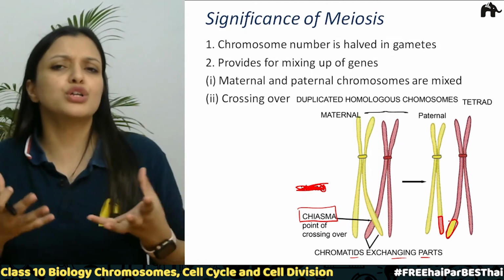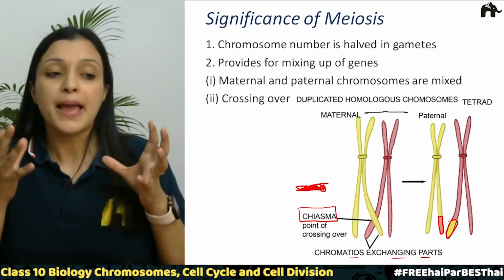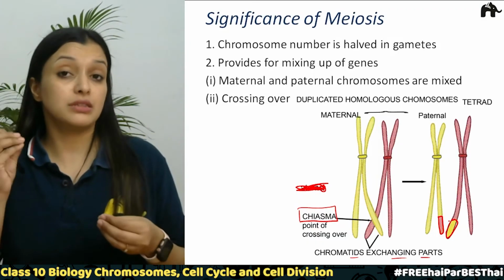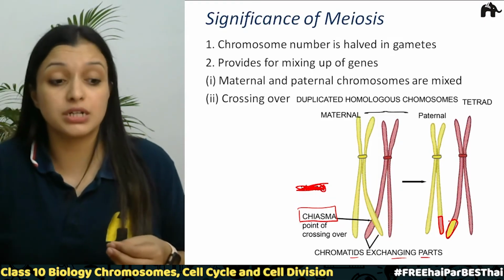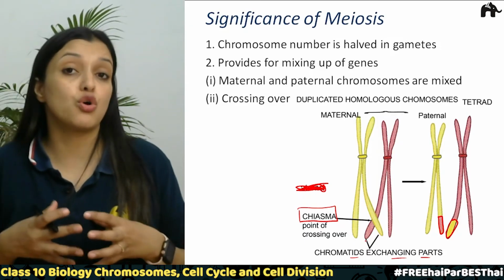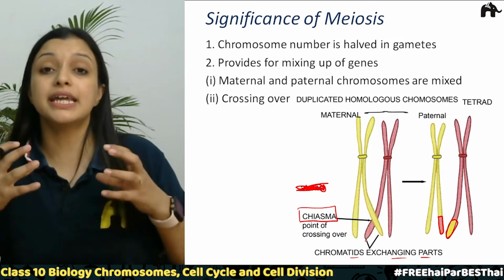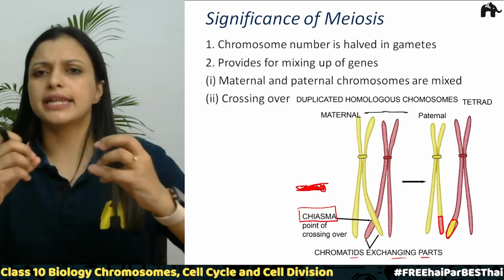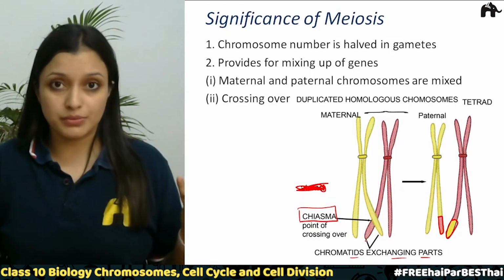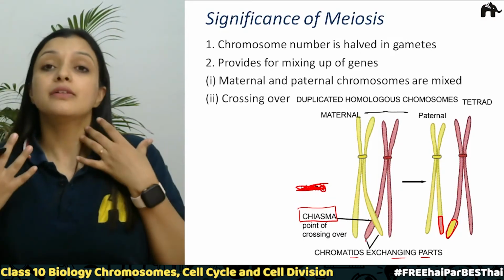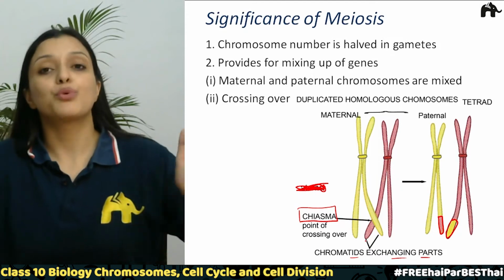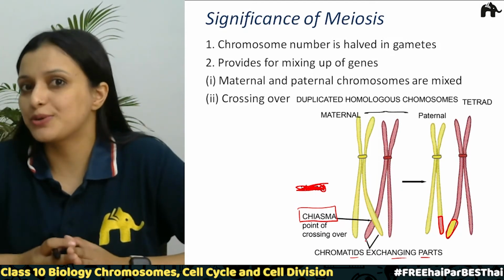I don't want you to get confused with all these things, but while talking about the significance of meiosis, this crossing over is very, very important. This X-shaped structure that is being formed is called chiasma, and here both the chromosomes are exchanging their parts, right? And this is how the young ones get characters from both the parents. Correct? So I hope this is clear.